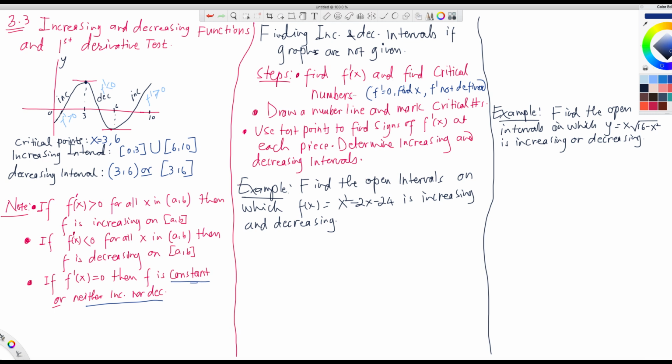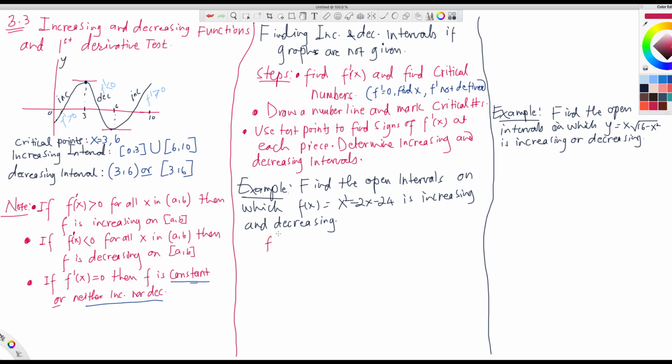Okay. And after you find out the critical numbers, you draw a number line and mark those critical numbers. Use a test point to find the signs of the first derivative at each piece in that number line. Determine the increasing and decreasing intervals based on that. So once you do an example, it will be very clear. Let us follow these steps. First, find out f prime.